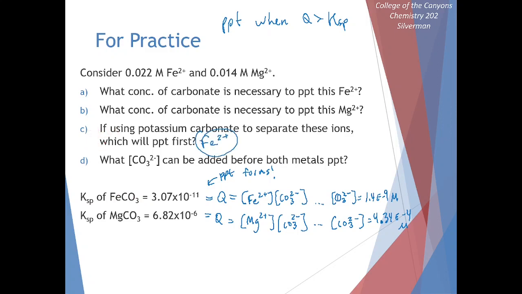As soon as we have 4.34 times 10 to the negative 4th molar amount of carbonate, then we can start to see both precipitates. That's why we want to add this carbonate slowly, so we precipitate only one, right? Selective precipitation, before precipitating out both. We can remove all the iron, and then maybe we can remove our magnesium. A nice way to separate and perhaps purify some of our materials.